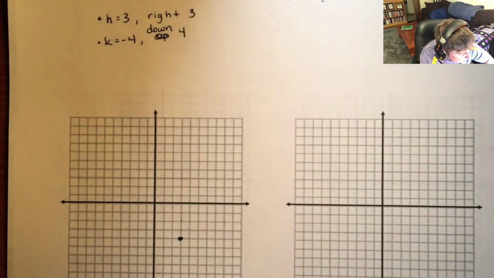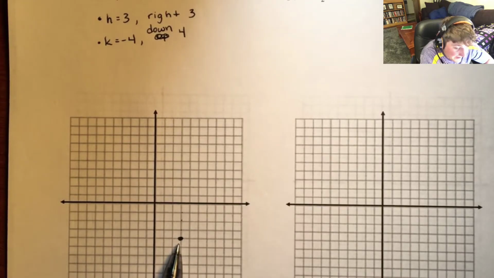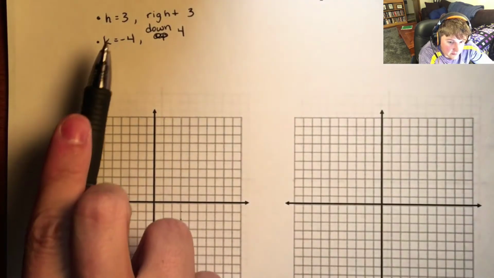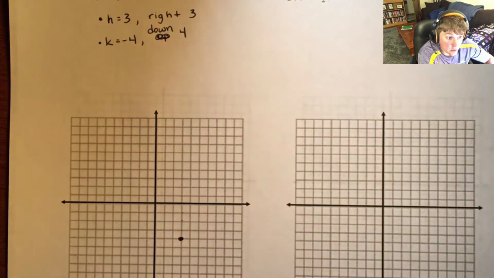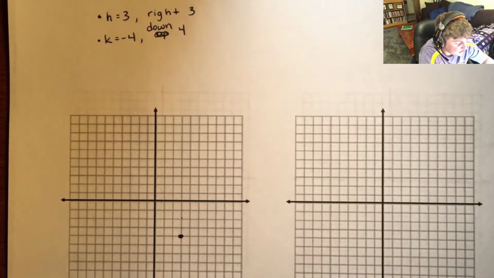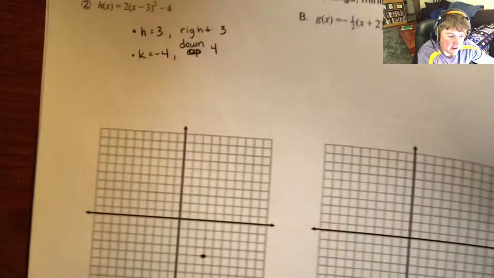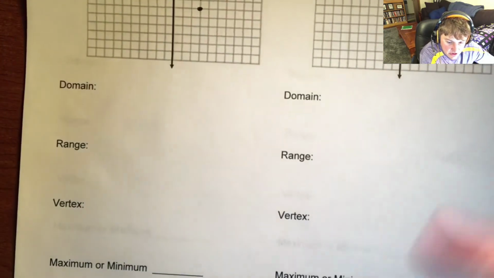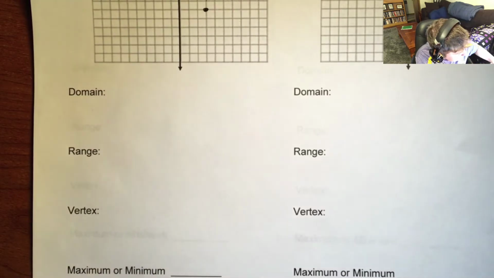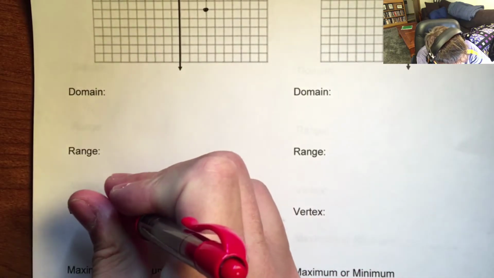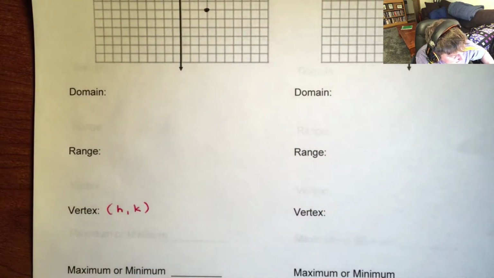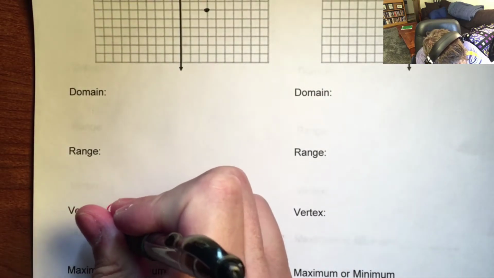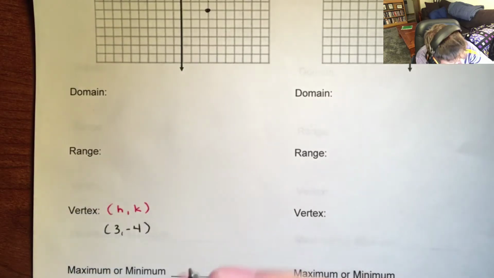And what is this ordered pair? This ordered pair is 3, negative 4. H and K, which we'll talk about here. Actually, let's go ahead and mark that down below as a note. See where it says vertex? We actually just found that. In red, I'm going to put h comma k. For us, it's 3, negative 4.